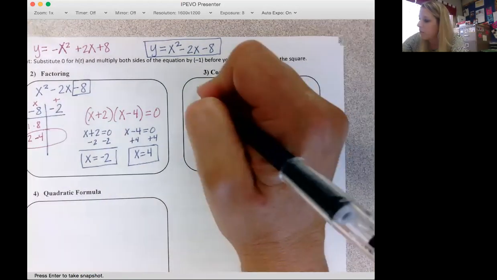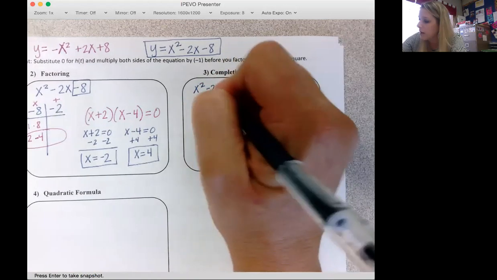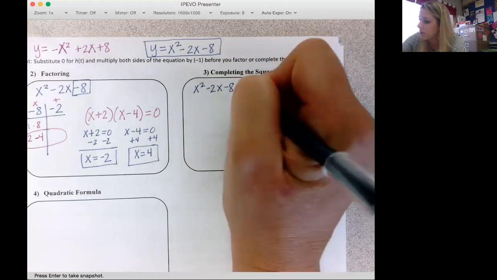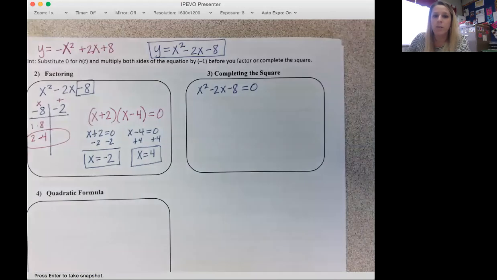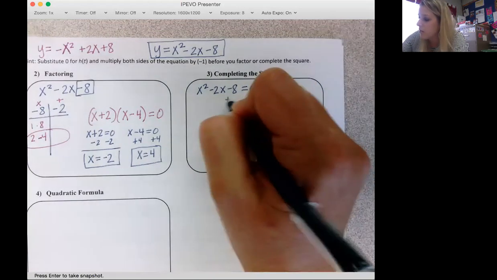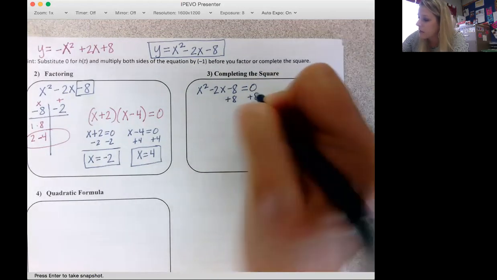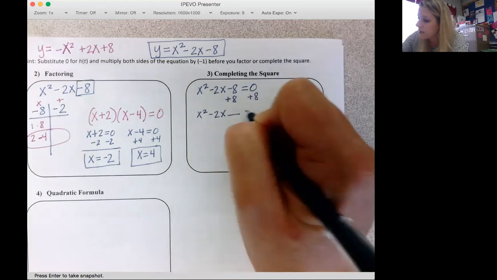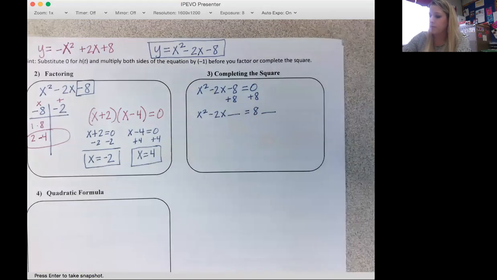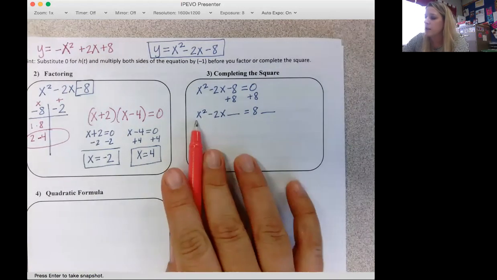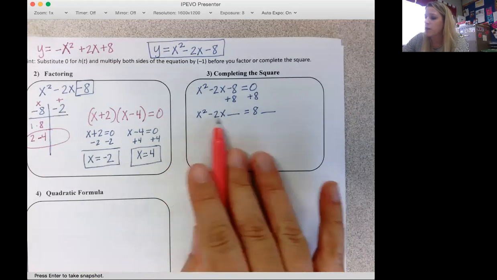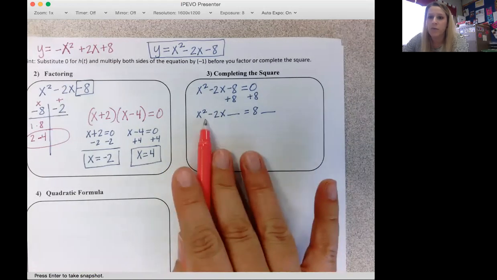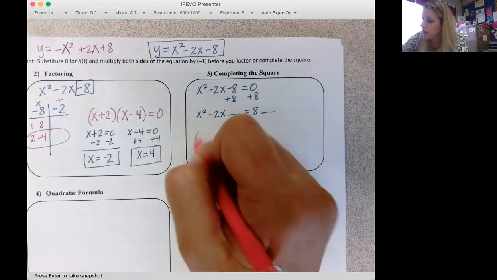So I'm going to go ahead and put my x squared minus 2x minus 8 equals 0 here. So step 1 for completing the square is to move the constant over and have a space. So x squared minus 2x space equals 8 space. Okay. Next step is I want to basically make this a perfect square trinomial, but at the same time I want to factor it. So here's what I do.